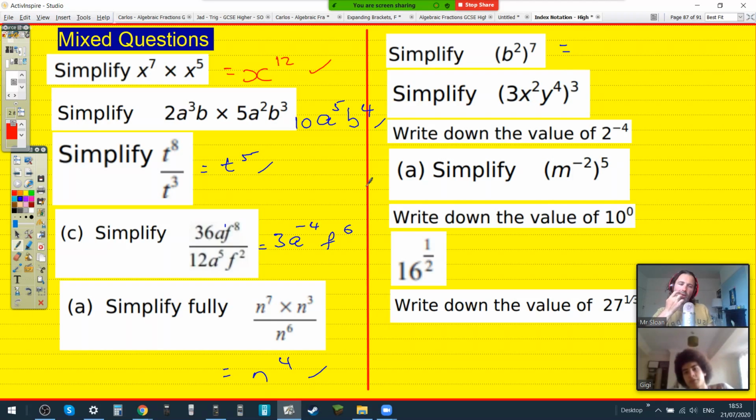This would be b14 over b to the power of 14. Mm-hmm. Be 27x to the power of 6 and y to the power of 12. Great.